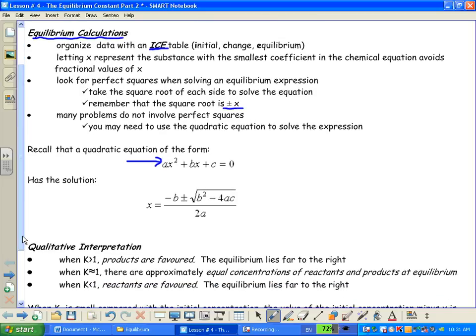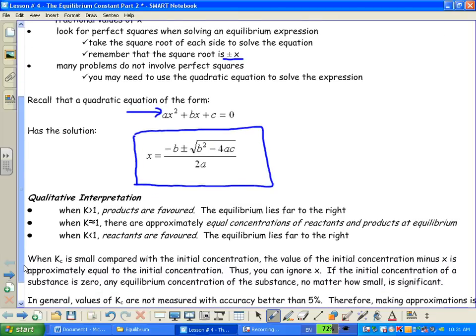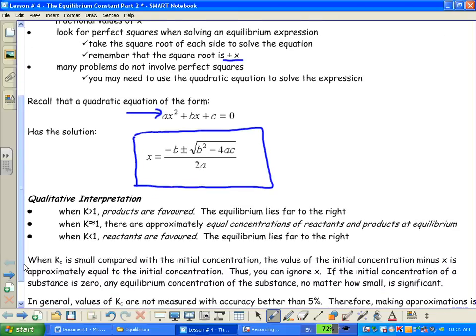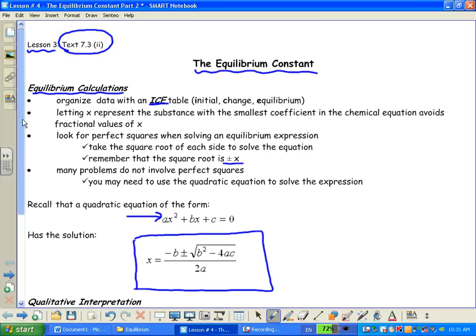So recall that x is equal to negative b plus or minus the square root of b squared minus 4ac, divided by 2a. You do not have to memorize this. I will give it to you on quizzes and tests. However, you do have to know how to use it. We're going to come back to qualitative interpretation in a little bit, just because I want to focus on this quadratic formula first. So we're going to go straight to the example.